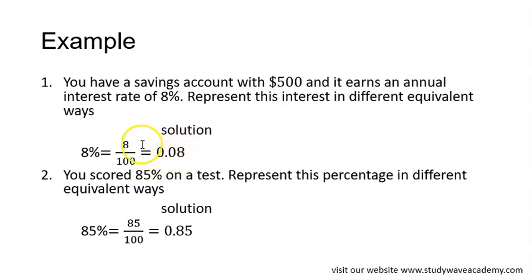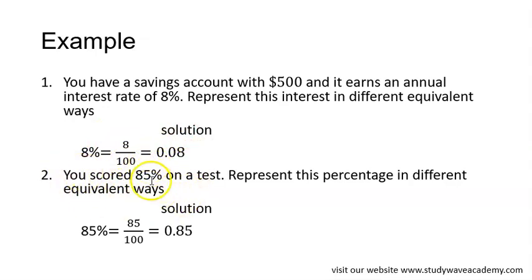Do you know how we got this? There's an invisible point after the 8, right? We move it 2 places to the left. 1, 2. So we have 0 here. So we have 0.08. That is how we got this. So 8 over 100 is equivalent to 8%. 0.08 is equivalent to 8%. So we have represented this 8% in different equivalent ways, right? So you can either convert it to a fraction or to a decimal, okay?